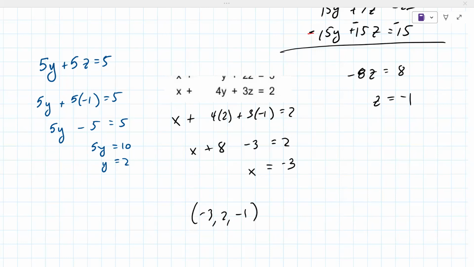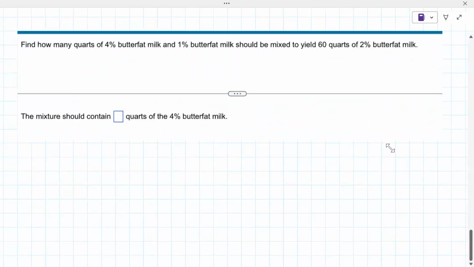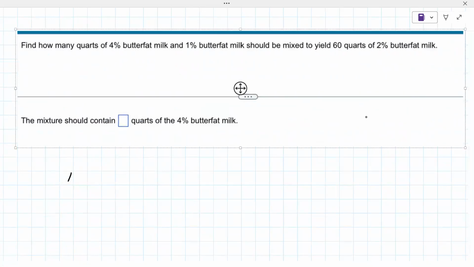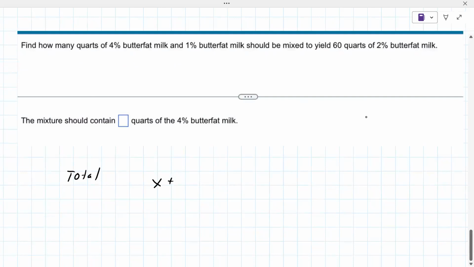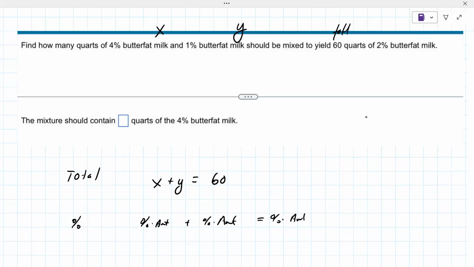So these are called mixture problems. Yeah, I have been trying to do these for a few days by myself, and I haven't been able to. So there's kind of a recipe for them. There's always what's called a total equation, which is x plus y equals the total. So in this case, butterfat milk, 4% versus 1%. That's the total. Then there's a percentage equation, which is percent times amount plus percent times amount equals percent times amount. It's always the same in these mixture problems.